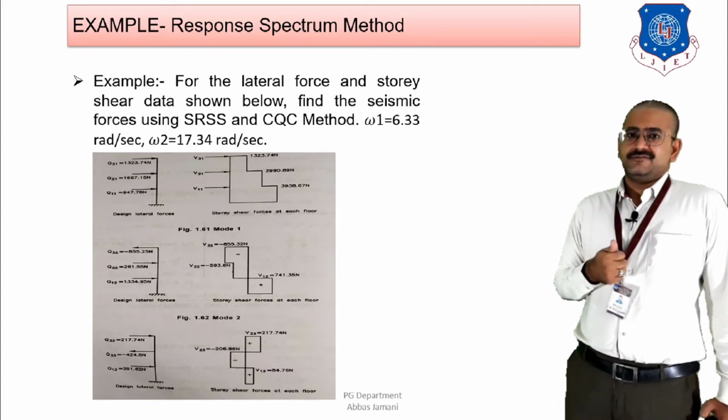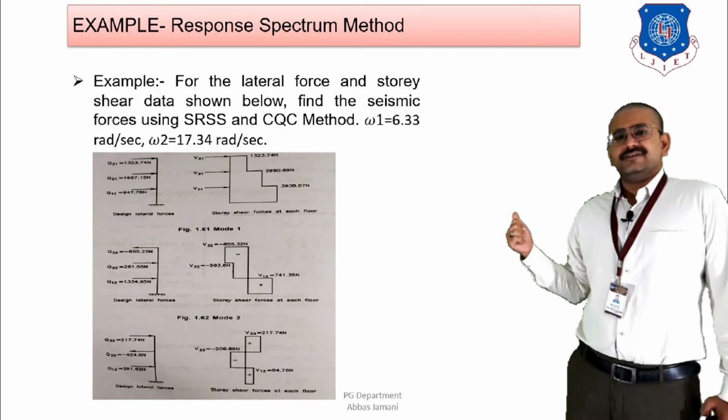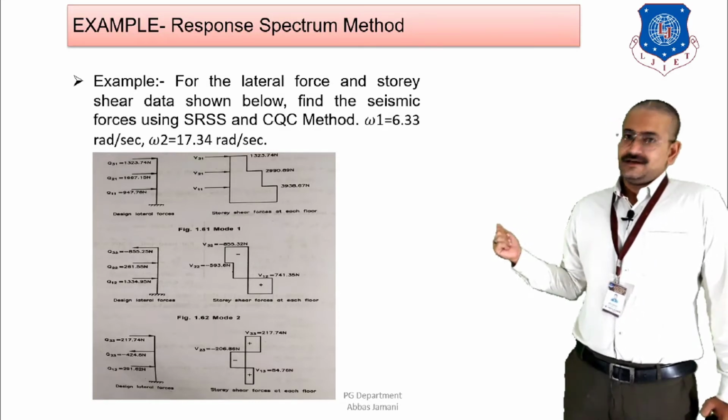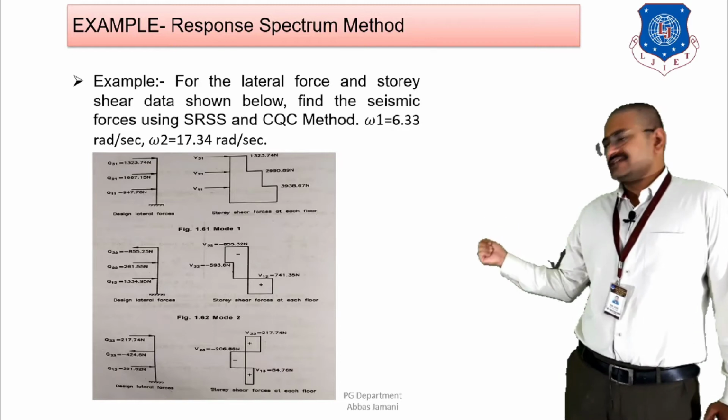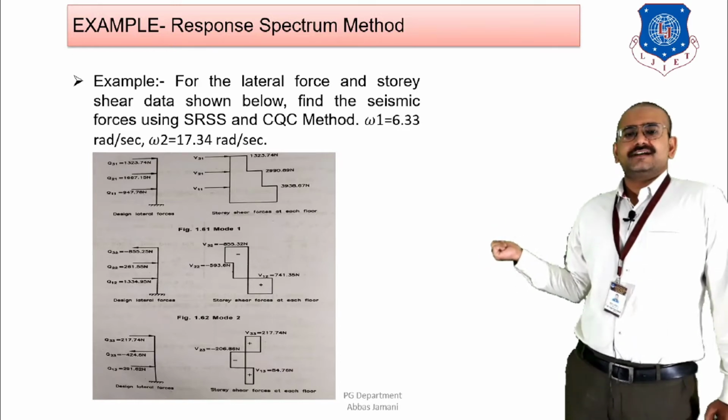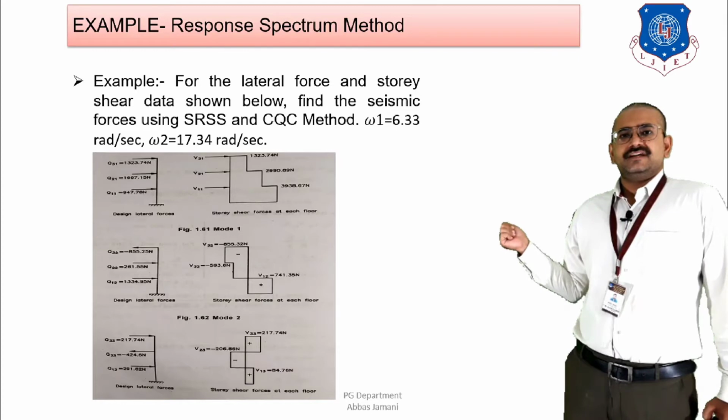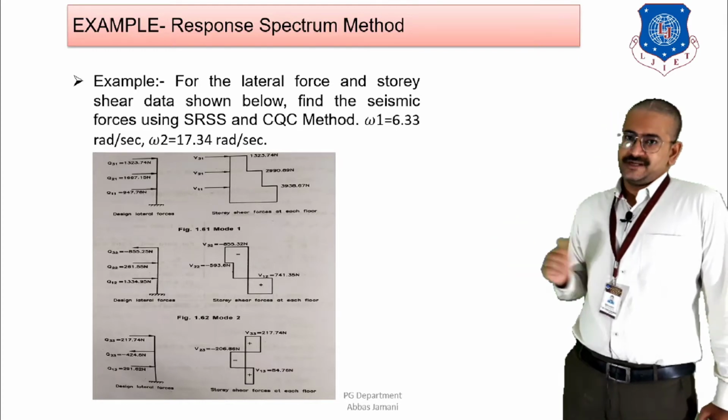Why? There is a reason for it, right? That reason will be known to you when we proceed ahead in the problem. So this is the basic data. Omega 1 is given to you, omega 2 is given to you, and the values of lateral force and base shear for each of the individual modes, that is mode 1, mode 2 and mode 3, are given.